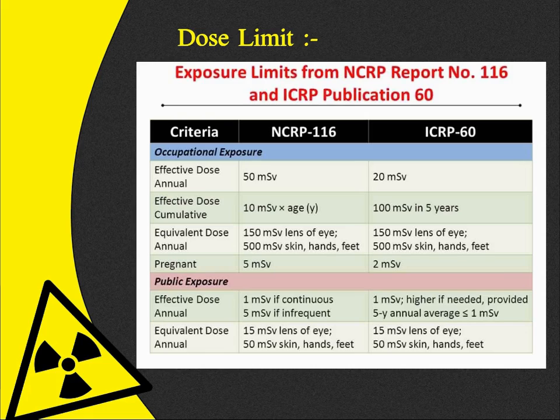For the public and the radiation department surroundings, the effective dose should not exceed 1 millisievert annually, or higher if needed, provided the average over 5 years is less than 1 millisievert annually. That's why we check all the X-ray rooms yearly, to be sure that the dose outside the room will not exceed 1 millisievert. And the equivalent dose annually for the public is 15 millisievert for lens and eye and 50 millisievert for skin, hands and feet. Thank you very much for your attention.